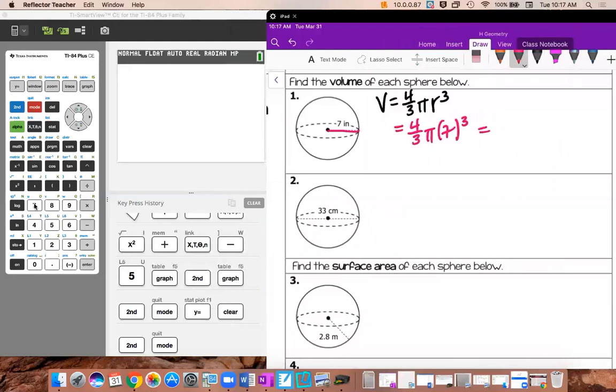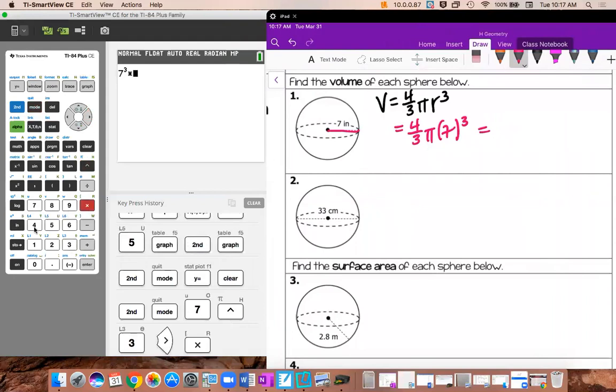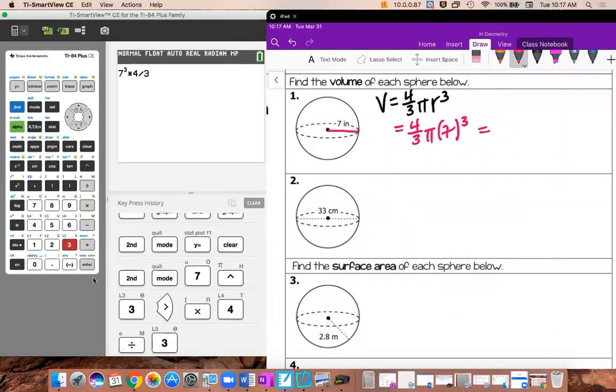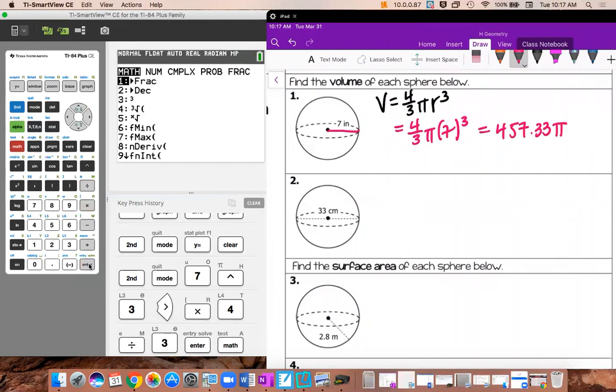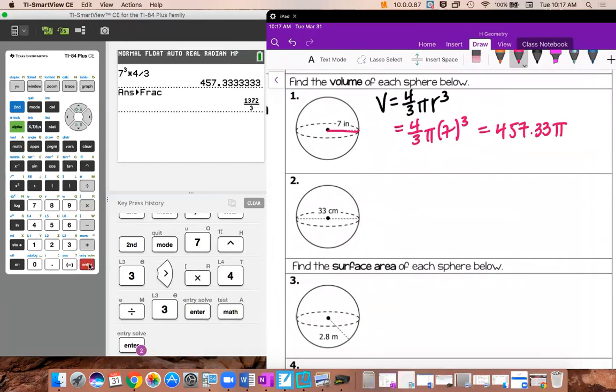So what I'm going to do in my calculator is first plug in 7 cubed, so 7 raised to the 3rd power, and then I'm going to multiply it by 4, and divide by 3 to do this 4/3 part here. Okay, so then that comes out to be 457.33 pi. Now, if we wanted that exact number, you can go math, frac, and convert it back to a fraction. So if we wanted this to stay exact, it's 1,372 over 3 pi, and then remember we're working in volume, so this is going to be inches cubed.